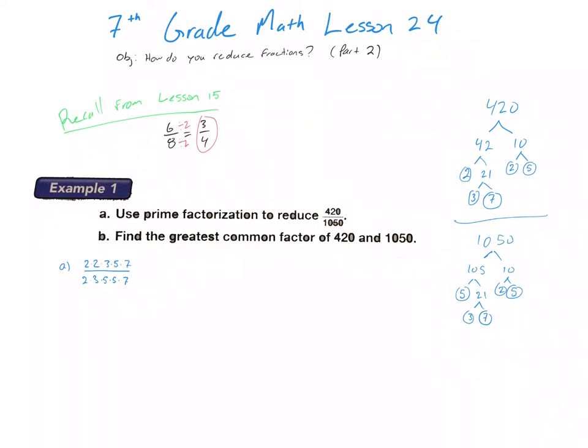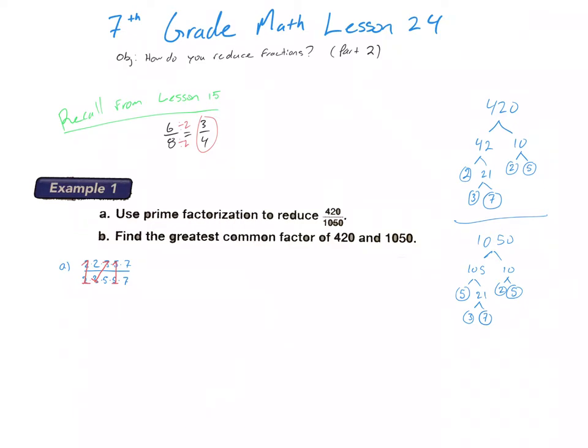So here I wrote both the top and the bottom as their prime factorizations. And what I want to do is reduce. So I'm going to look for numbers in both the top and the bottom. Here's a 2 and a 2, and I know 2 divided by 2 is just 1. Also here's a 3 and a 3, and 3 divided by 3 is 1. And likewise here's a 5 and a 5.